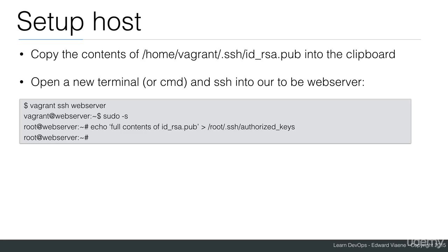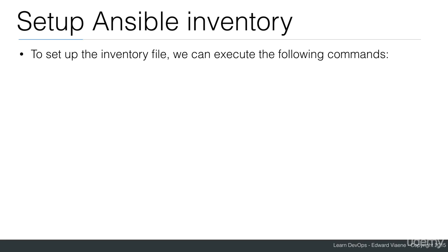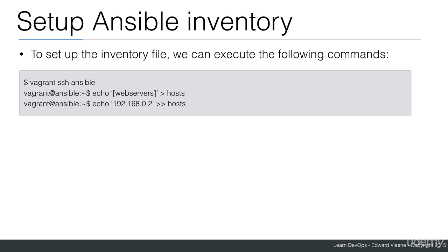You can open a new terminal and SSH into the web server using vagrant ssh webserver and put the full contents of that file into /root/.ssh/authorized_keys. This will allow Ansible to log in using its private key to the root account of the web server. Next, we are going to set up the inventory file. We can execute the following commands to do that.